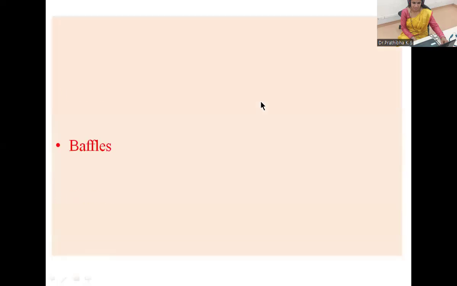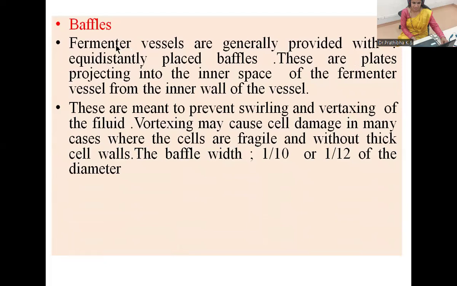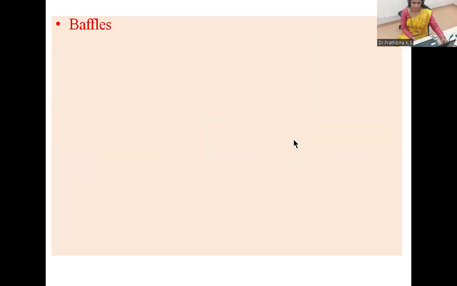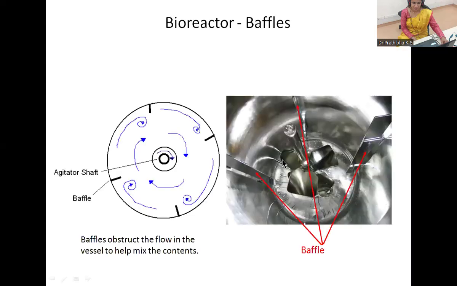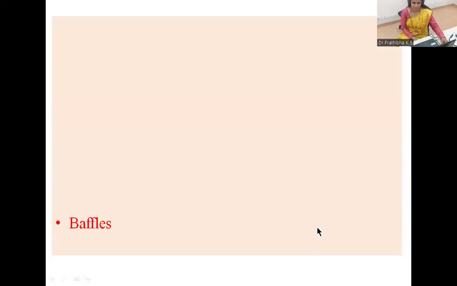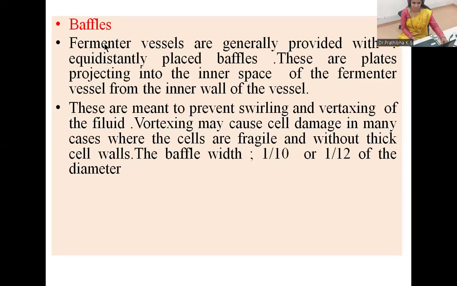Now let us understand the theoretical part of the baffles. Fermenter vessels are generally provided with 4 equidistantly placed baffles. You can make out here the 4 that will be placed equidistantly: 1, 2, 3, and the 4. Another one will be here. So the baffles will be placed in the interior of the fermenter vessel. These are plates projecting into the inner space of the fermenter vessel from the inner wall of the vessel.